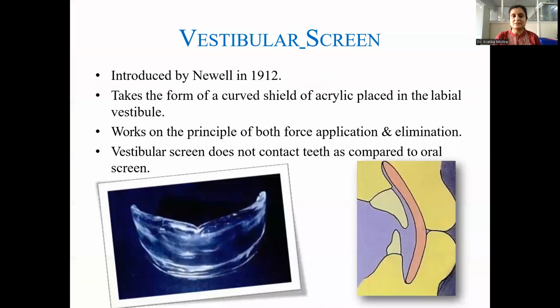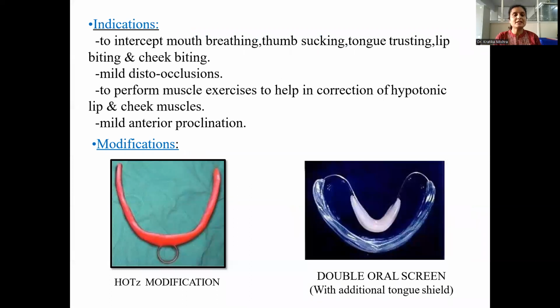Now, what are the common appliances in use? Starting with the first appliance, the vestibular screen. It was introduced by Newell in 1912. It takes the form of a curved shield of acrylic placed in the labial vestibule. It works on the principle of both force application and elimination, and the vestibular screen does not contact the teeth, as compared to the oral screen. The indications are to intercept mouth breathing, thumb sucking, tongue thrusting, lip biting, and cheek biting.